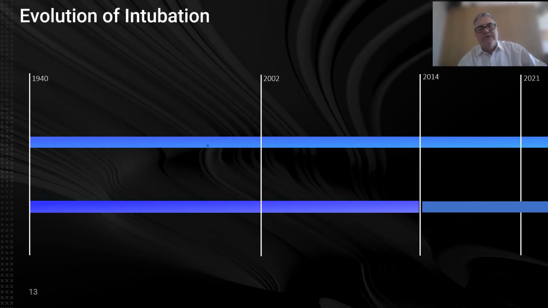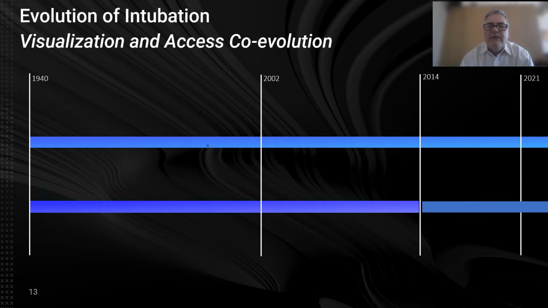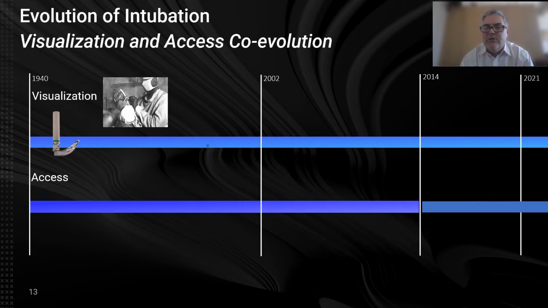So now we're going to look at the evolution of intubation in terms of the evolution of its component parts over time. So visualization components and tracheal access components, and they are locked in coevolution. So visualization on our top timeline and tracheal access on our bottom timeline. 1940 is where we started to intubate regularly. Visualization was achieved with a direct laryngoscope.